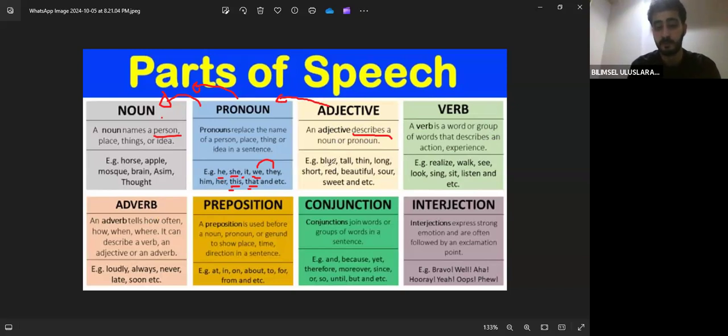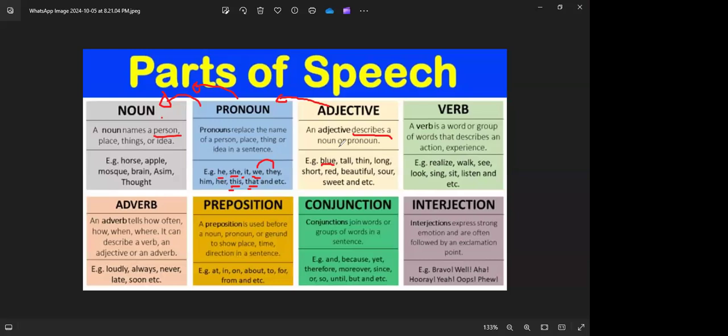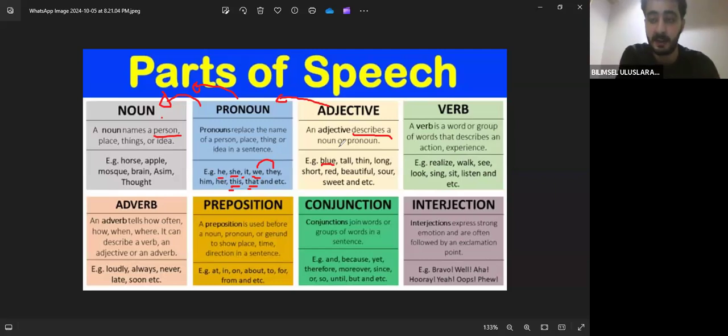Examples: blue. So colors are all adjectives, right? Did you know that before, that colors are adjectives? Yes. So the sky is blue. Blue is a description of the sky. The night is dark. So dark describes the night. Tall, thin, long, short, red, beautiful, sour, sweet. Okay? Adjectives describe the pronoun. All right.